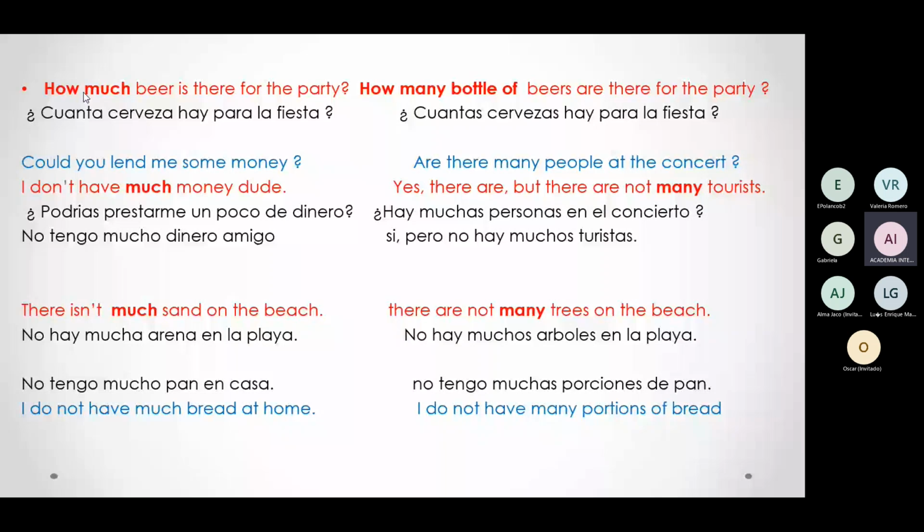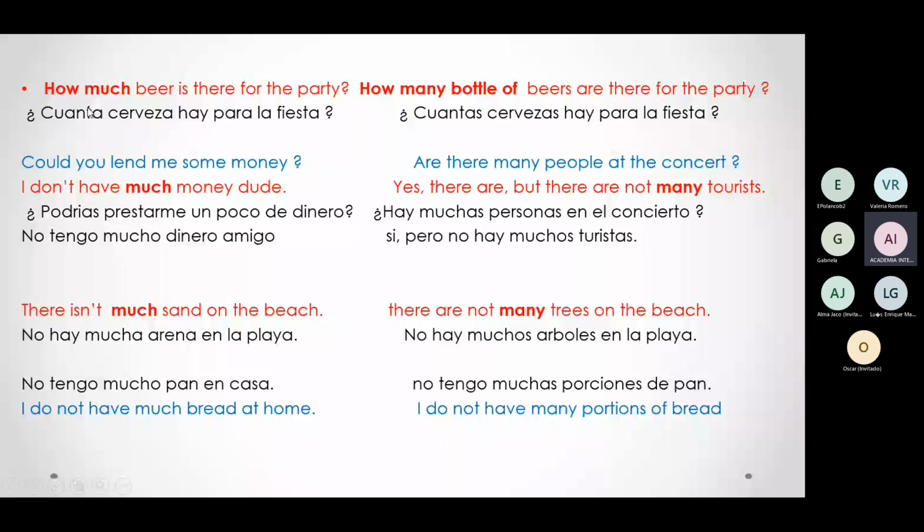Ahora, si vemos el otro ejemplo, if you look at the second example here, how many bottle of beers are there for the party? We are using bottle of beers. So that's why we are using how many. ¿Se comprende esa parte? Sí, teacher. Incluso aquí era bottles. Ahí me faltó la S.